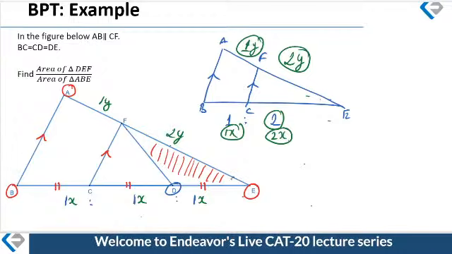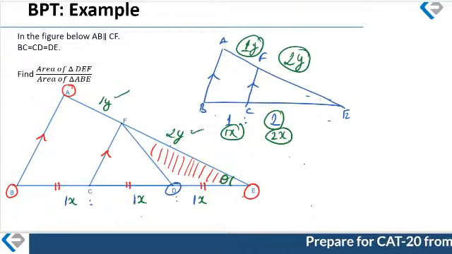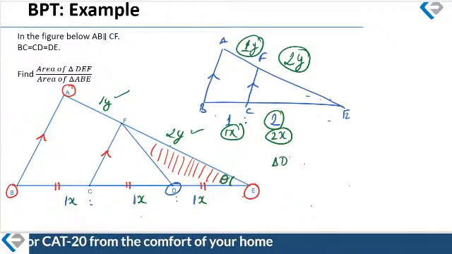Let me take a common angle here. Let this angle be theta. It's a common angle. I'm not looking for similarity. I just applied the basic proportionality theorem to get this 1y and 2y. Now look at the area of the triangle DEF.